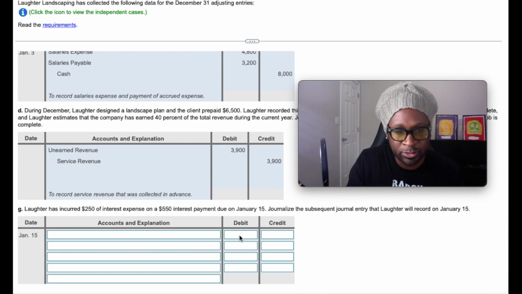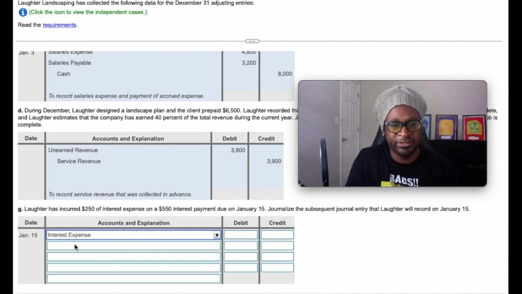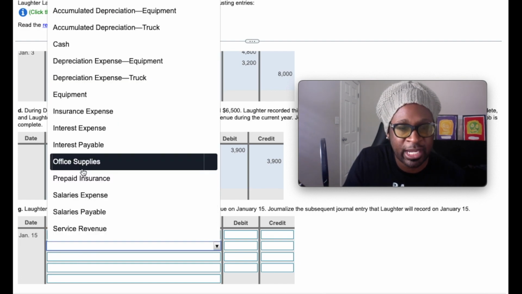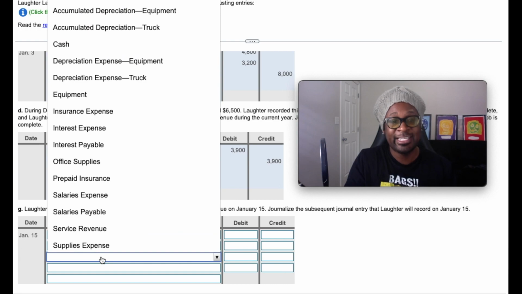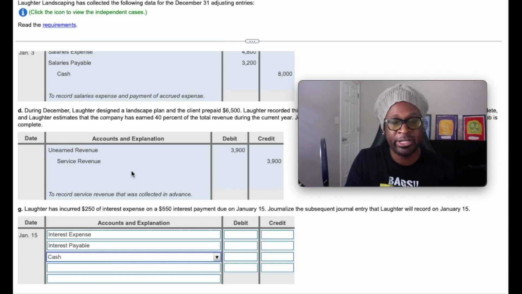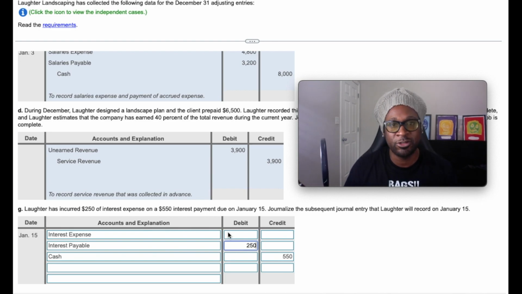So what are we going to do? We're going to debit interest expense for the amount of interest that happened in this current year. We're going to reduce our interest payable for the previous recorded amount, and we are going to credit cash for the total amount of interest that was earned. And so we know our total amount of the interest payment was $550, and we know our previous interest payment recorded last year was $250. And we also know that the interest expense that has happened this year is the remaining $300.